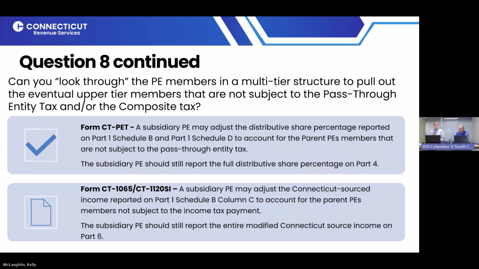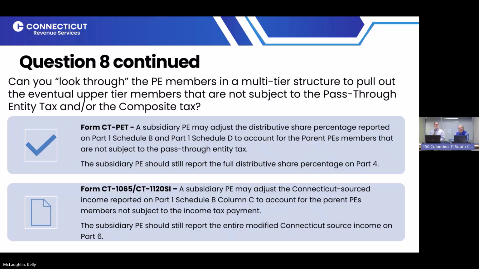So on the form CT-PET, and again, this is the pass-through entity tax return now, a subsidiary PE may adjust the distributive share percentage reported on Part 1 Schedule B and Part 1 Schedule D to account for the parent PE's members that are not subject to the pass-through entity tax. So these Part 1 Schedule B and Part 1 Schedule D, this is the computation that drives the calculation of the sourced income. The subsidiary PE still, though, should report the full distributive share percentage on Part 4, and Part 4 is just the full member information section.